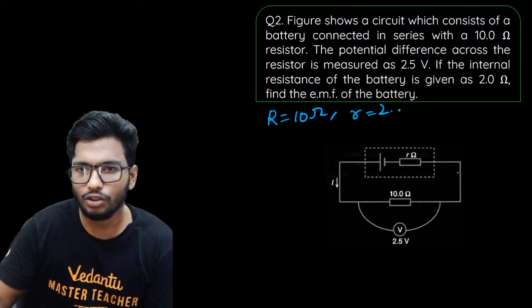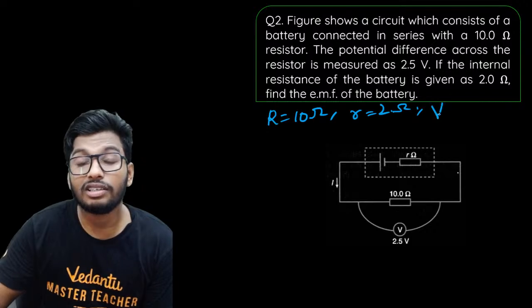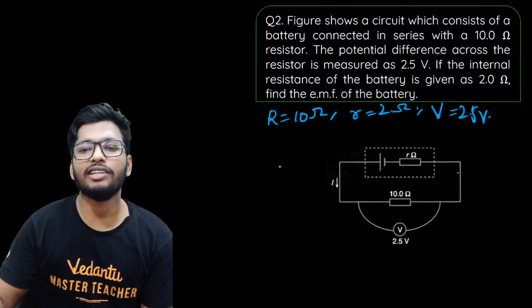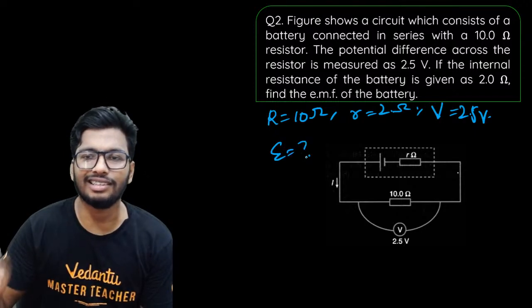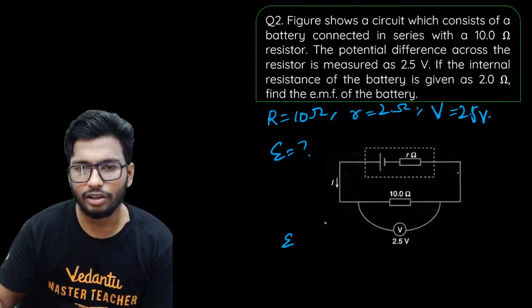Internal resistance is given as 2 ohms. They've given you the terminal voltage as 2.5 volts. Find out what is the EMF of the cell. This is the question. Now, first of all, write down the given data. So this is the given data for you guys.